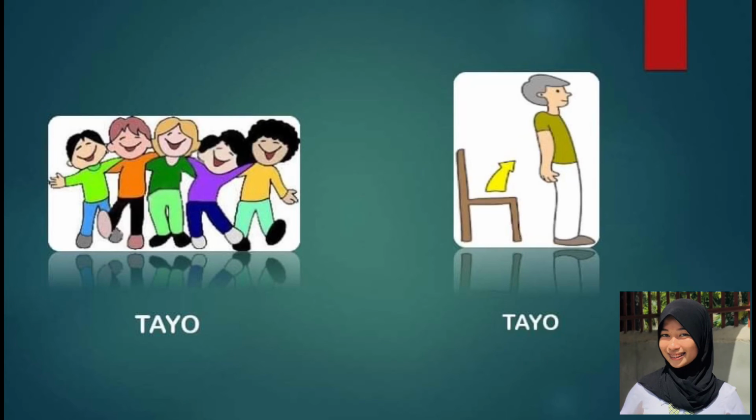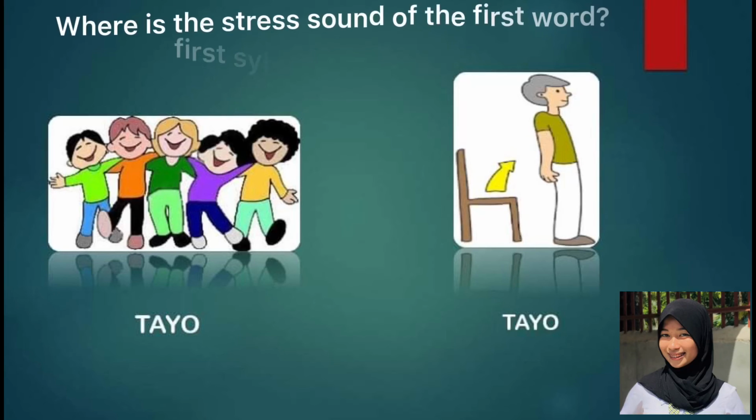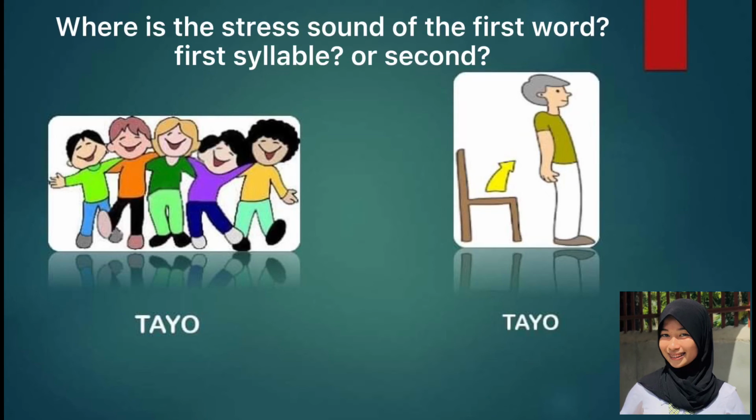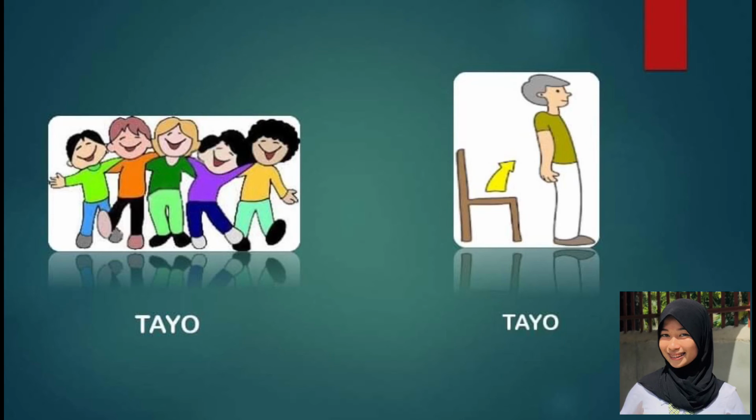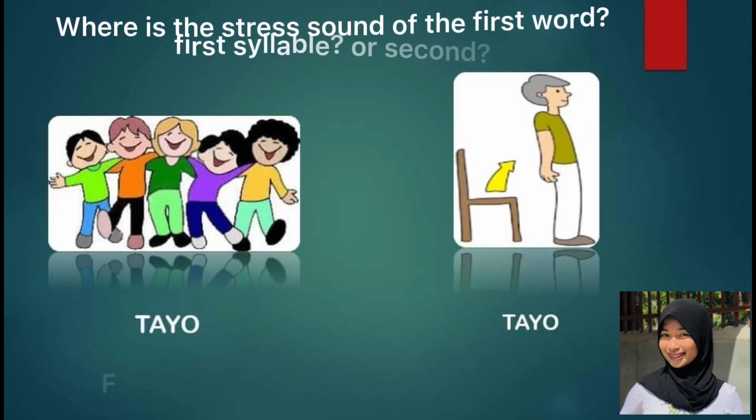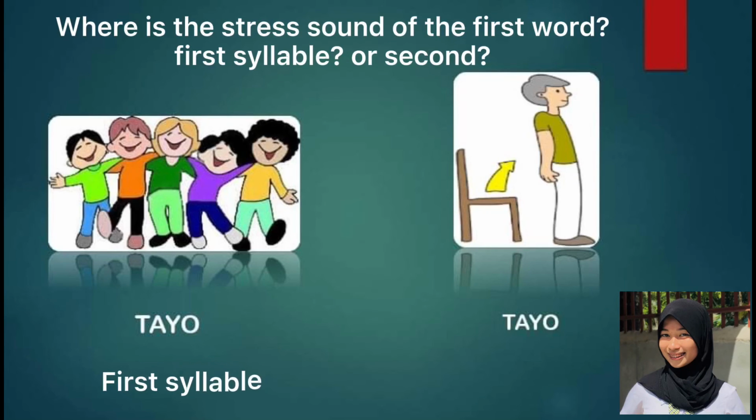Now let us talk about the proper pronunciation of each example. Now think, where is the stress sound of the word tayo? Is it in the first syllable or in the second syllable? I will give you 5 seconds to think. The correct answer is in the first syllable. The word tayo has rising intonation in the first syllable, and that is why we pronounce it as tayo.